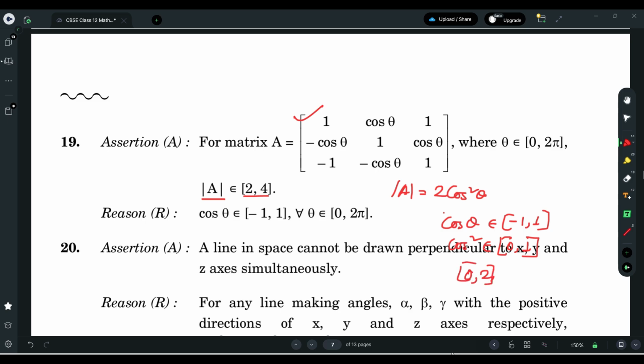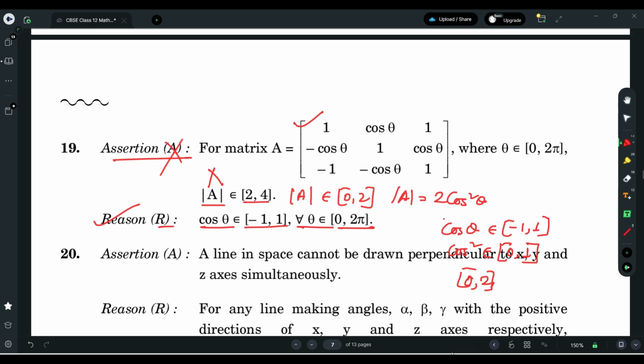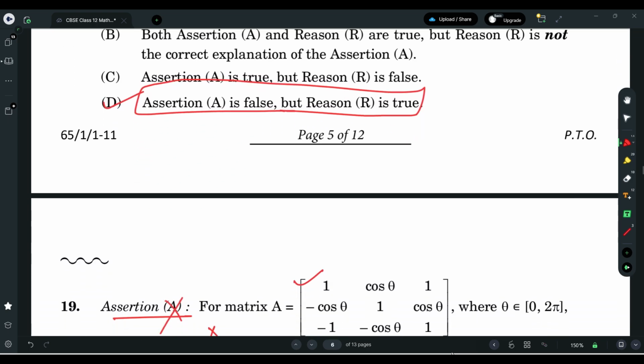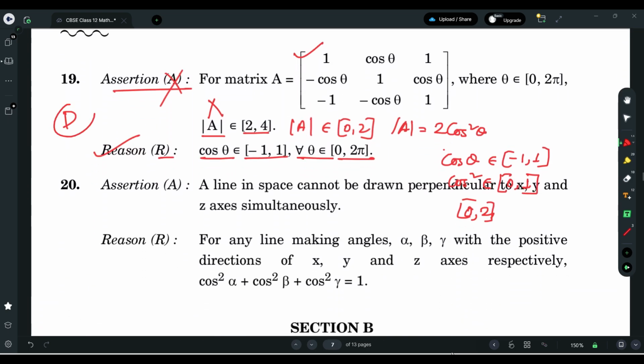So the assertion that det A belongs to 2 to 4 is false. And the reason, that cos theta belongs to minus 1 to 1 for all theta belonging to 0 to pi, is correct. But det A belongs to 0 to 2, so the assertion is not correct. That means the option is: assertion A is false, but reason is true. Okay, so for 19, option number D will be correct. Now next, number 20.